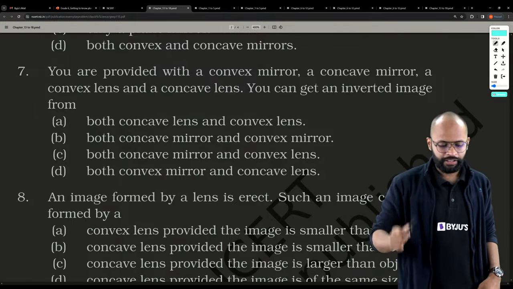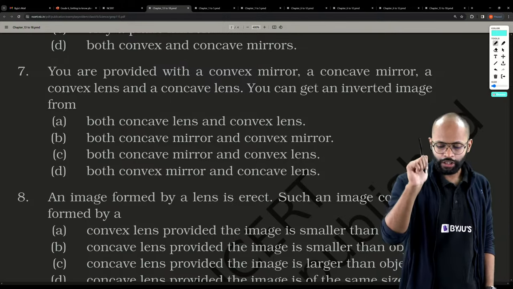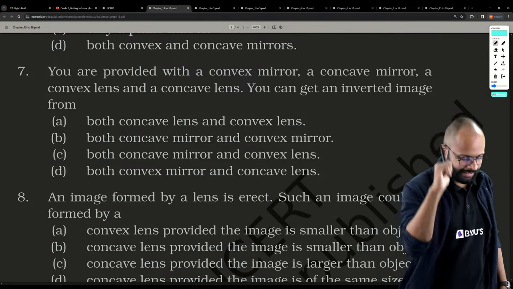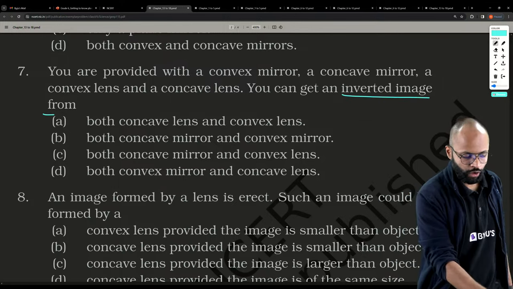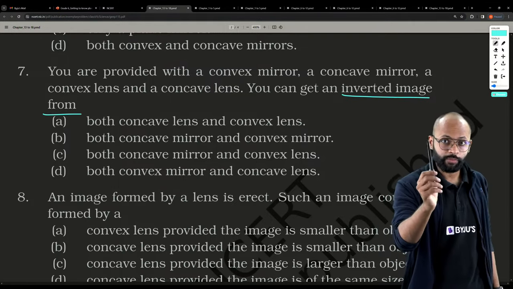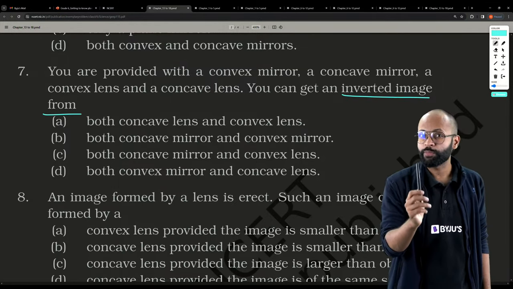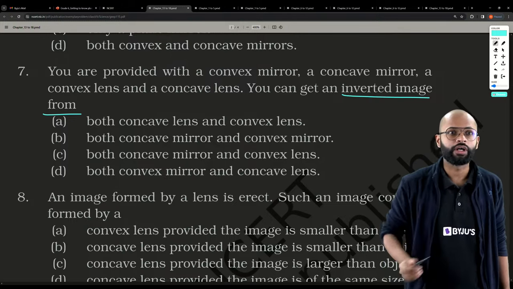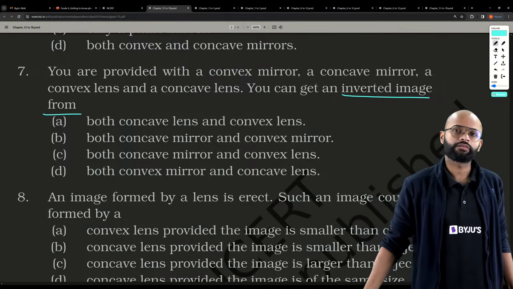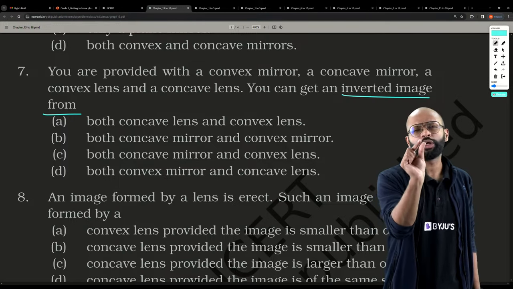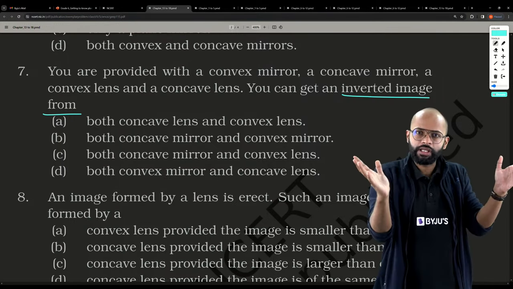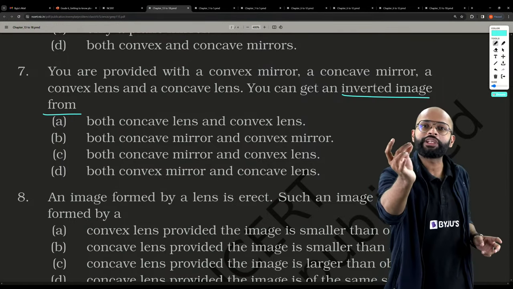You are provided with a convex mirror, a concave mirror, a convex lens and a concave lens. You can get an inverted image from. One more question from cases. You can imagine how important these cases are. Why do you need a concave mirror? Why dentist use? Dentist want to see a big image of the tooth. But tooth is small. You want to see it big. That is why. You want a virtual erect and enlarged image.